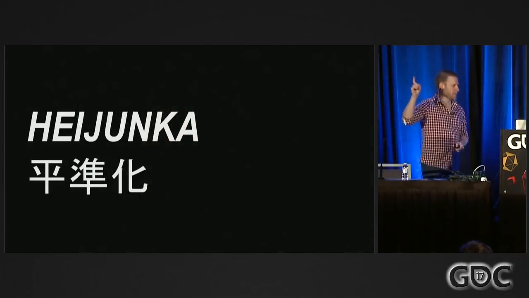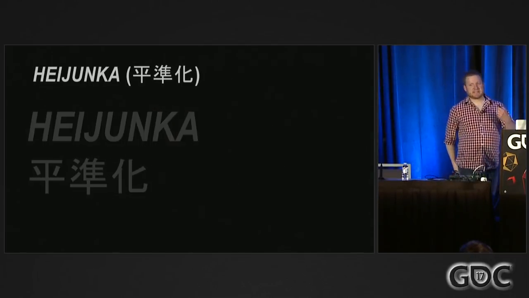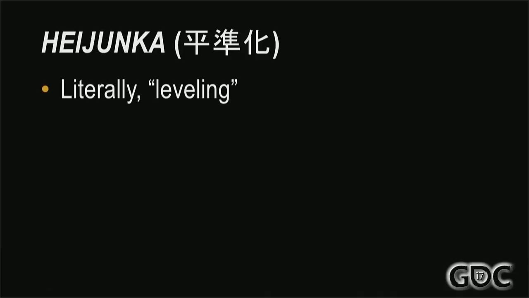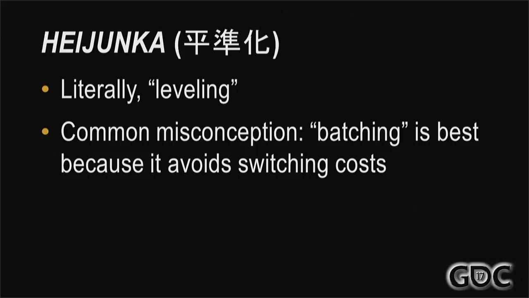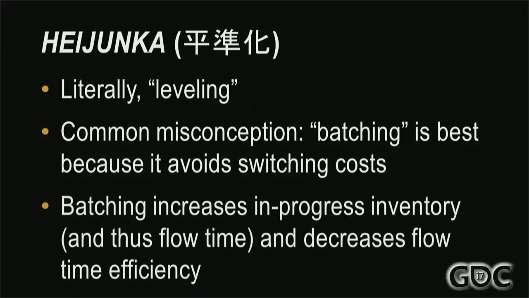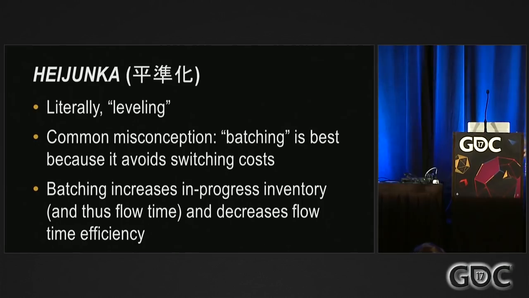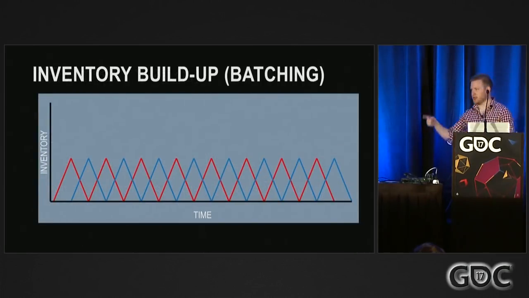All right, Heijunka. This means leveling, literally. Now, a major misconception about operations is that batching is a best practice because it avoids switching costs. The problem with batching is that it leaves a lot of in-progress inventory and thus increases your flow time and thus decreases your efficiency. So for example, you've got 2 products, red and blue.